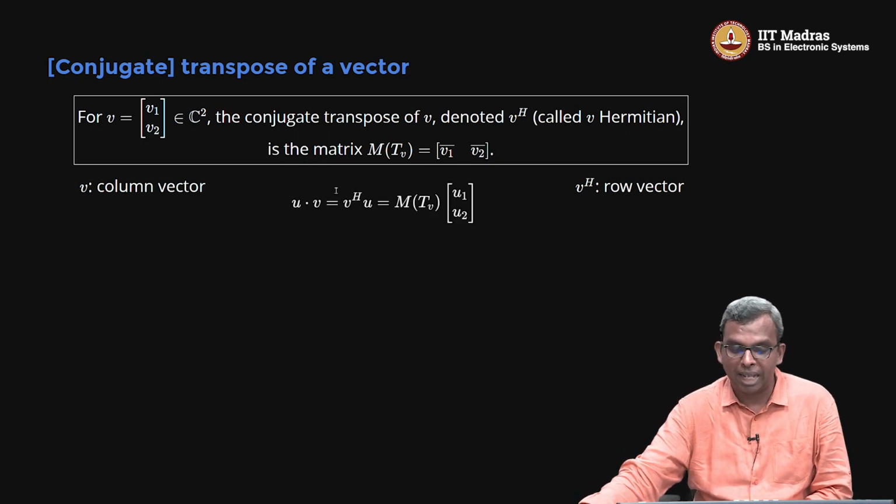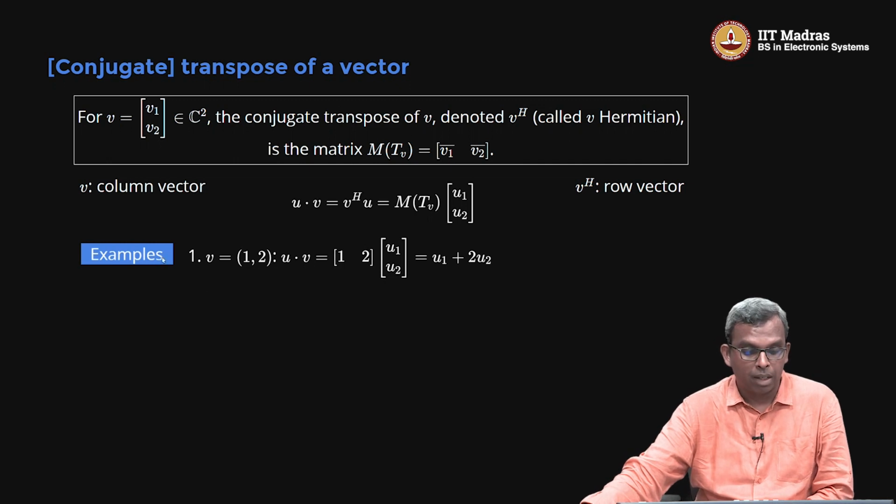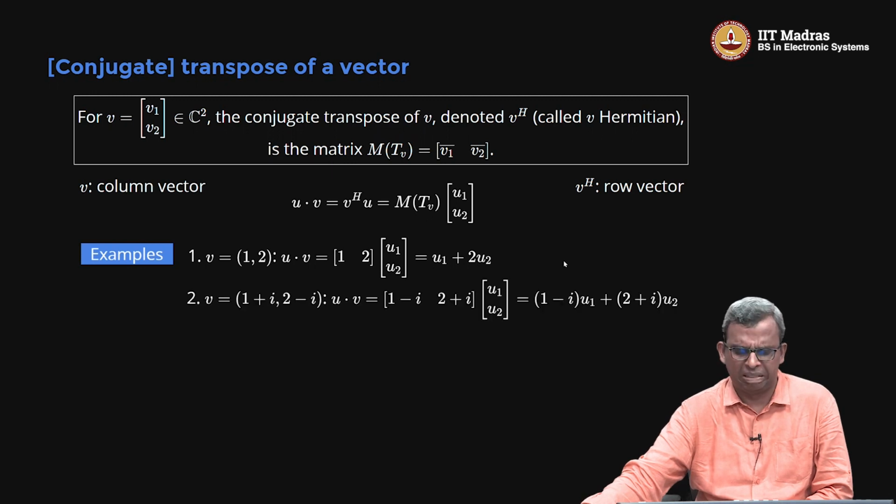Okay. What is the defining nice little property of this conjugate transpose? U dot V is nothing but V Hermitian times U. V Hermitian is just the matrix of this M of TV times U1 U2. We know that that evaluates the inner product. Okay, it's very easy to see that it evaluates the inner product. Okay, so here's an example. Supposing you have V is 1 2, U dot V is 1 2 times U1 U2, so U1 plus 2 U2. Silly enough, right? So very simple. V is 1 plus I, 2 minus I, U dot V is just the conjugate V Hermitian times U1 U2. Okay, so remember this for the inner product. This is a very, very useful relationship for inner product and matrix multiplication.